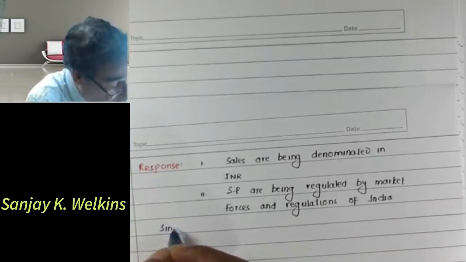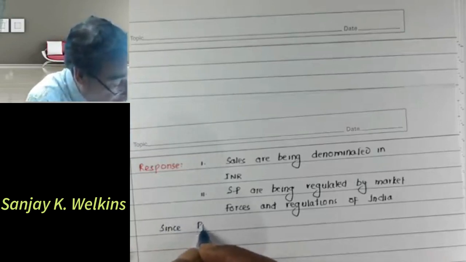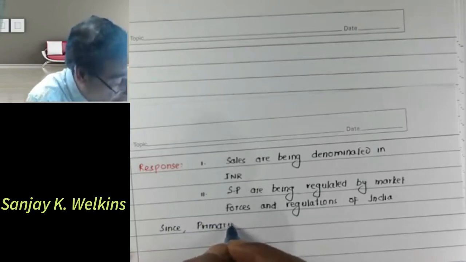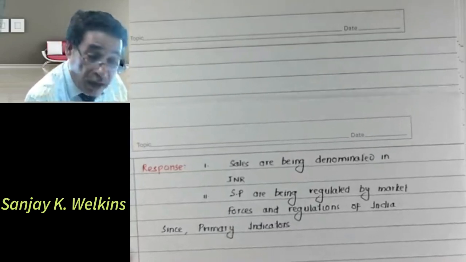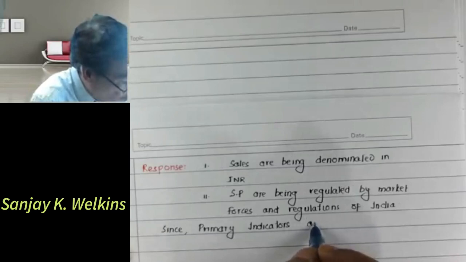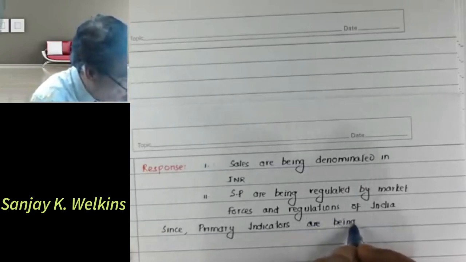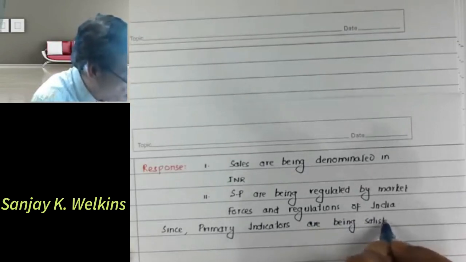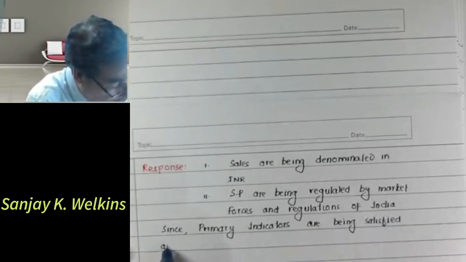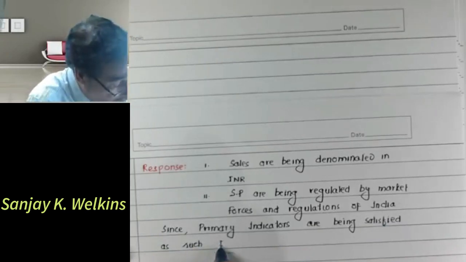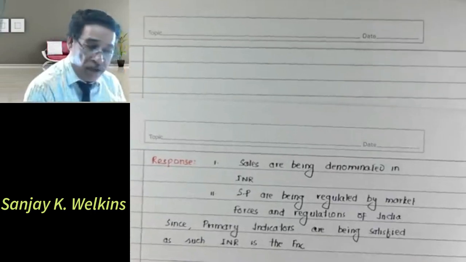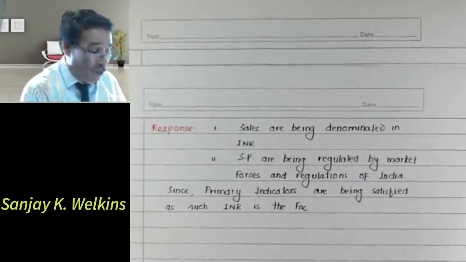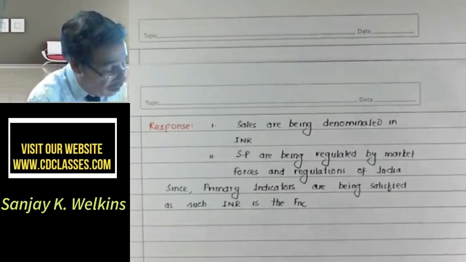Since primary indicators are being satisfied, as such, INR or rupees is the functional currency. So even though you are operating in India, that doesn't mean that the Indian rupee cannot be your functional currency. It can be functional currency provided you are operating in an environment where this becomes your major currency. Correct? We pick up another case study.